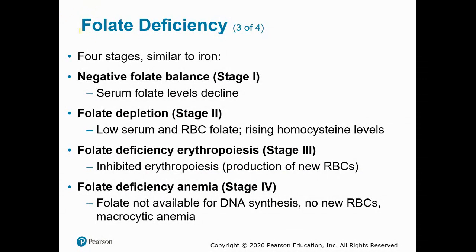So folate deficiency, we'll talk about folate deficiency and B12 deficiency. There are 4 stages, again, similar to iron. Iron had 3 stages, but it kind of follows a similar pattern. In stage 1, you start to see blood levels of folate decline. So it's a little different from iron. We store iron, we don't really store folate. So by stage 1, you're already going to see blood levels of folate declining.